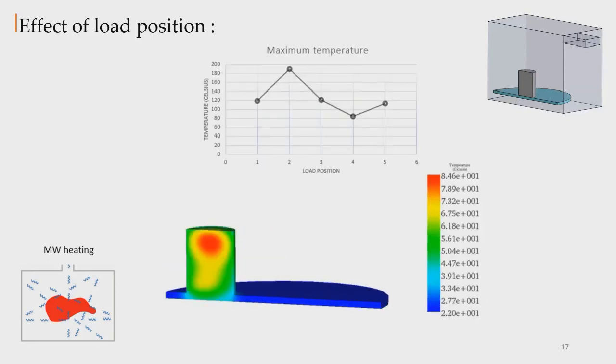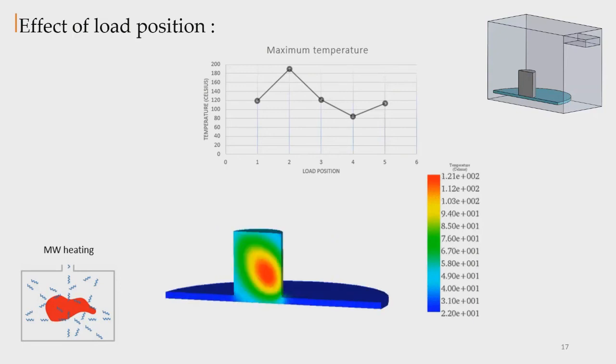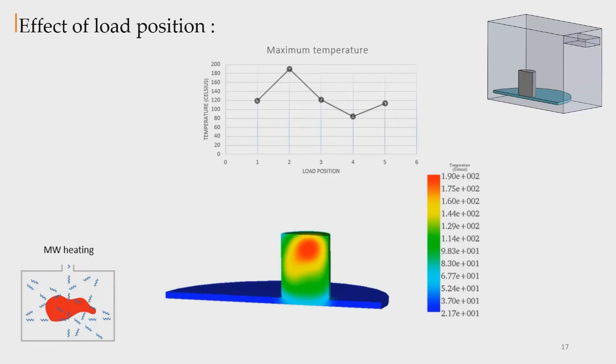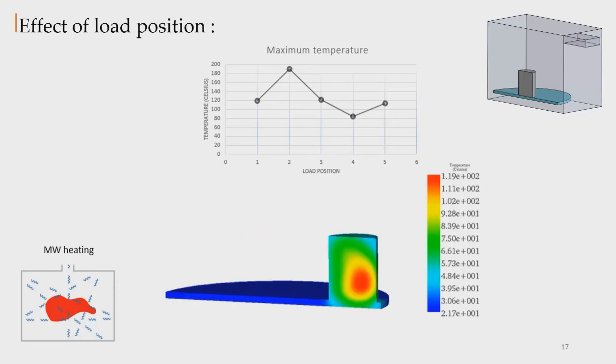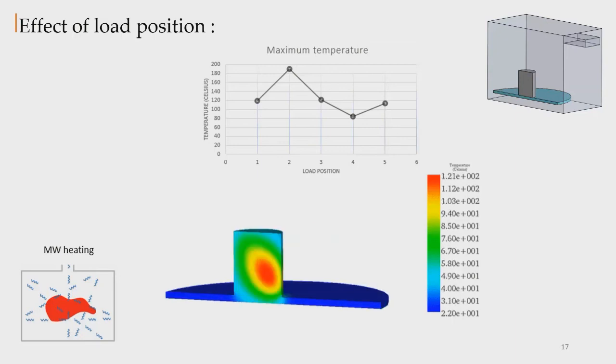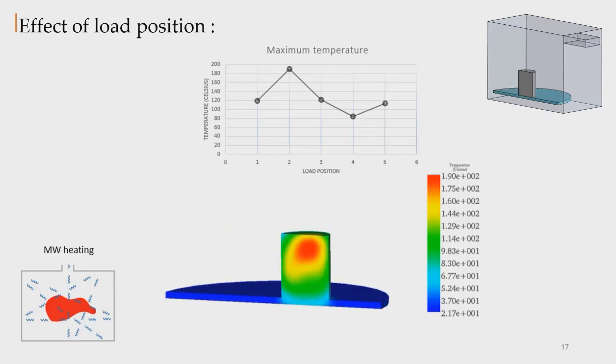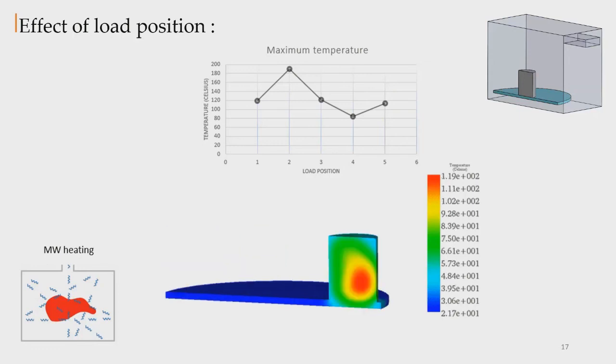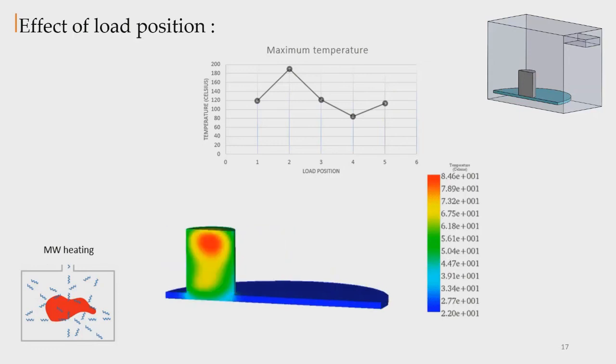So to conclude, maximum temperature values and distributions could not be predicted according to the load position inside the microwave cavity, which is not the case for RF heating design, since the standing waves do not cause heating uniformity problems for the product, because the conveyor movement in most cases is in the same direction as the standing wave.